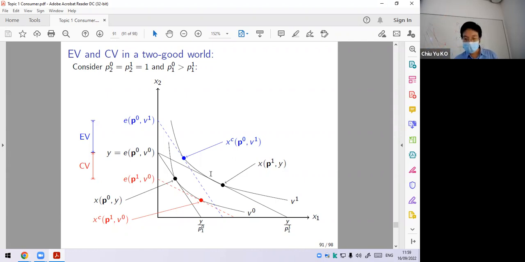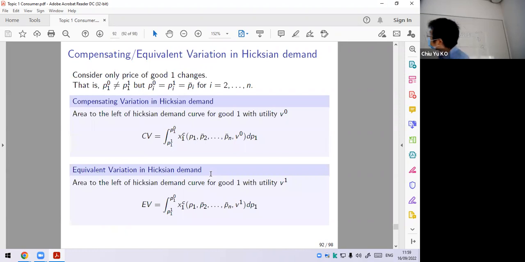Okay. So the main difference is the compensating variation is looking at the original utility. The other one is looking at the new utility. Okay. So it's because of Shephard's lemma, right? So the expenditure function is the integration of the Hicksian demand.